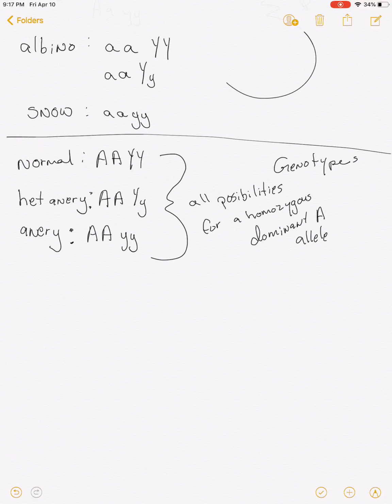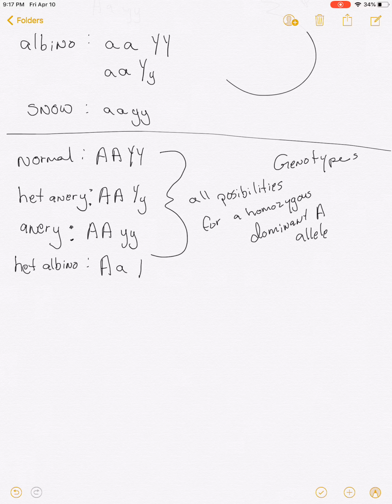So heterozygous for albino. So now we're moving into the kind of next stage down. So now we're talking about the A allele again. So heterozygous albino. We know since albino is not talking about the grayscale, it has to be heterozygous there. And then it's going to be dominant for that grayscale there.